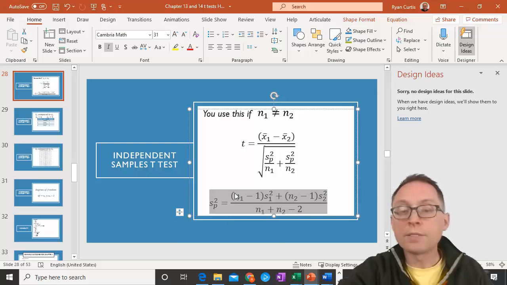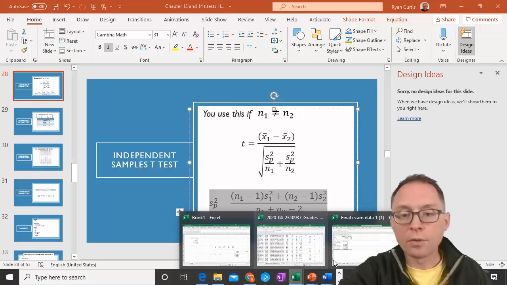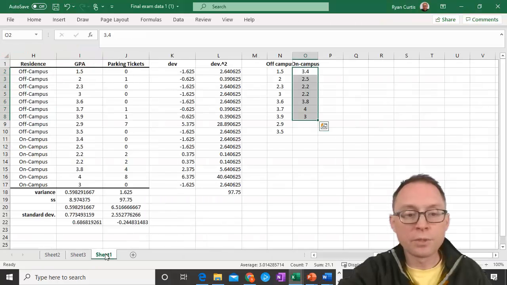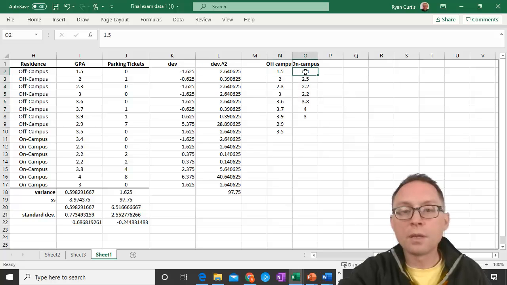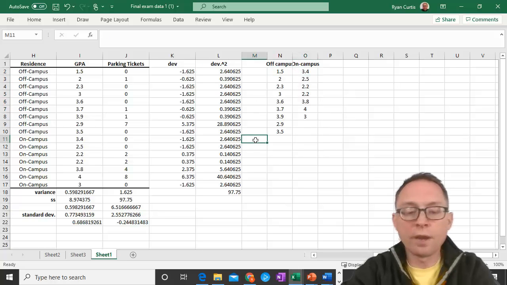N sub 1, that's the number of people in the first group, minus 1, times the variance of that group. N sub 2 minus 1 times that variance, all over the degrees of freedom, which is N sub 1 plus N sub 2 minus 2. So let's go ahead and do that right now, looking at our old data. So here's my 2 groups that I was looking at, off campus and on campus. So let's go ahead and get the variance for both.